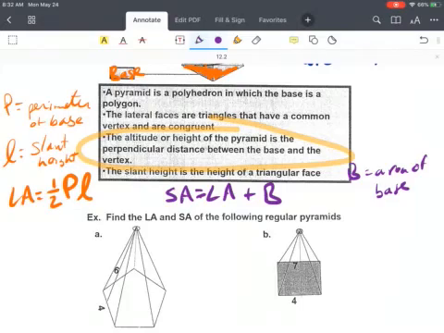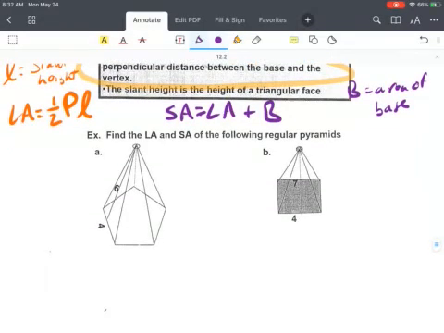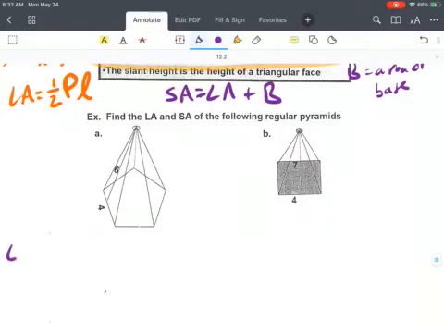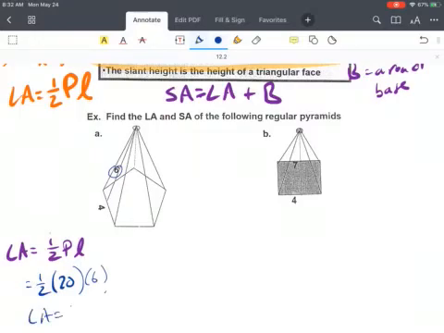All right, so for the first one, we have a regular pentagonal pyramid. So in order to find the lateral area, 1/2 of the perimeter of the base times the slant height. Because a side length is 4, we can find the perimeter of the base. 4 times 5 is 20. We are given the slant height here. The slant height is mentioned here, which is 6. So we can get a total lateral area of 60 units squared.